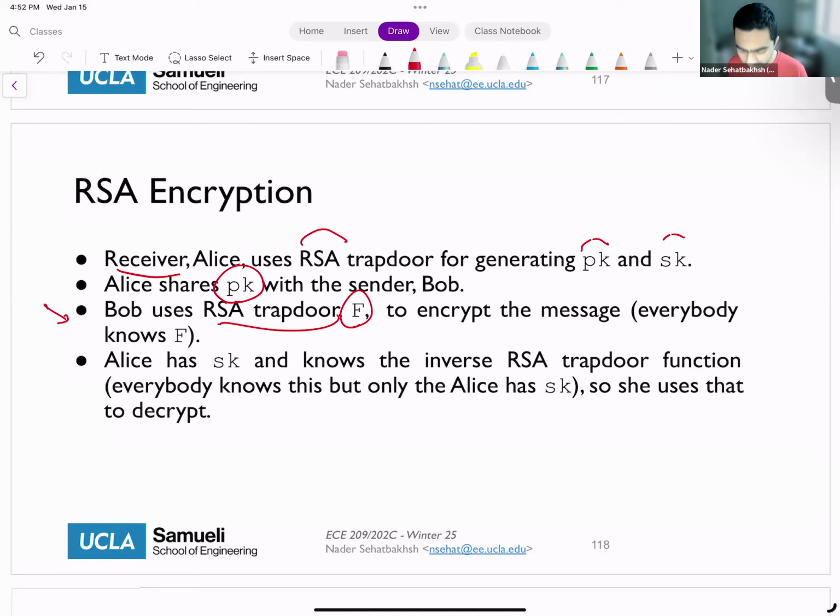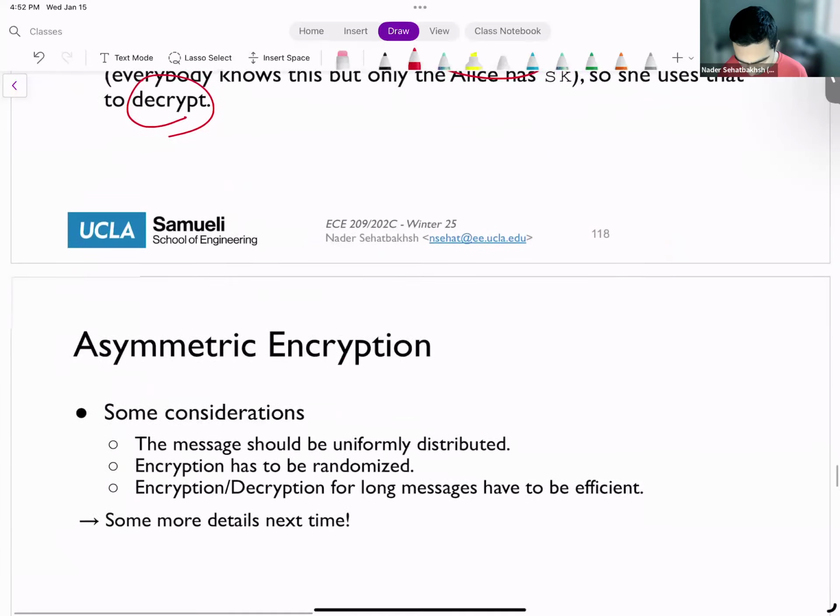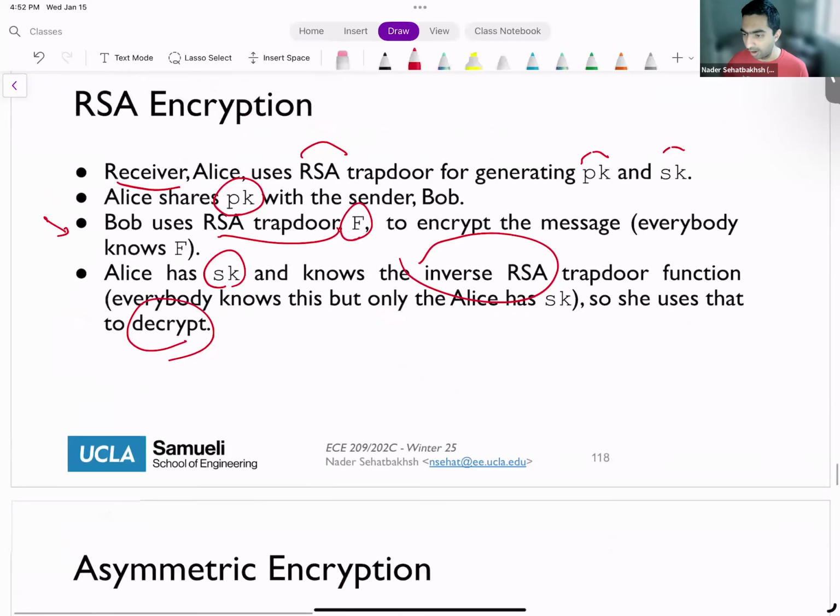So I send it to everyone. Anyone who sees this message only sees the encrypted version in some sense. The only person that can know what exactly M was is Alice, because Alice takes the SK, computes the inverse RSA trapdoor function I, and then she will be able to decrypt the message. Okay, so that's the steps for RSA.